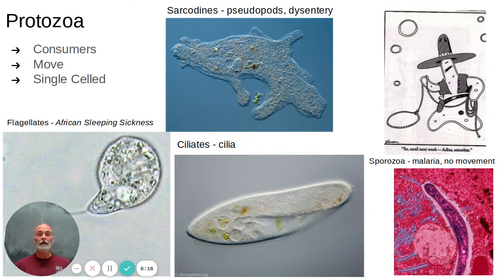So the second group are the animal-like protists, the protozoa. Proto means first, zoa means animal, not zoo, like some of you thought, but protozoa, the first animal. They're consumers. They eat their food, they have the ability to move, and all of the protozoa are single-celled.